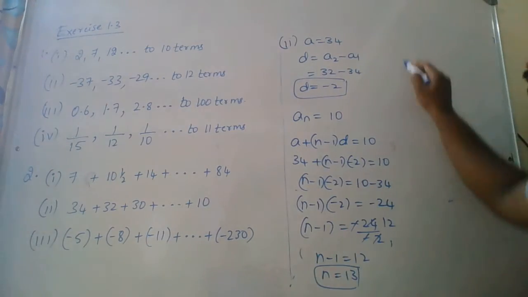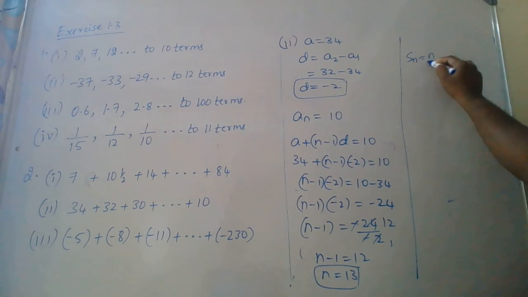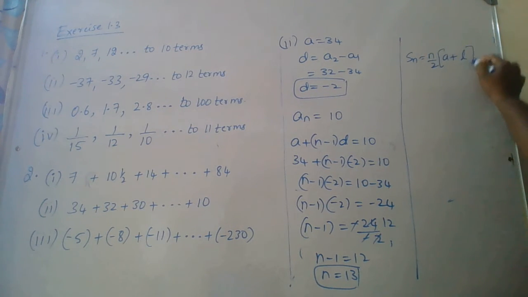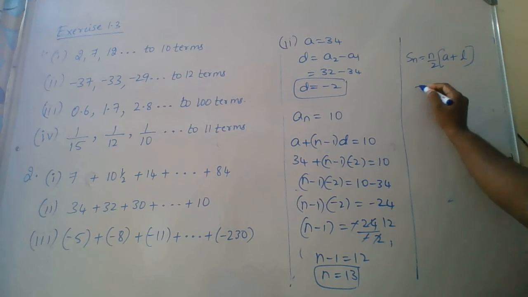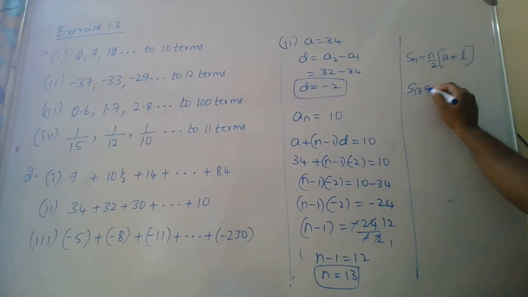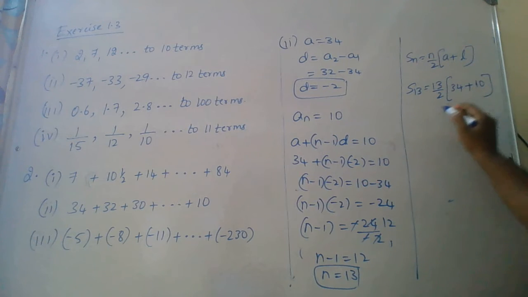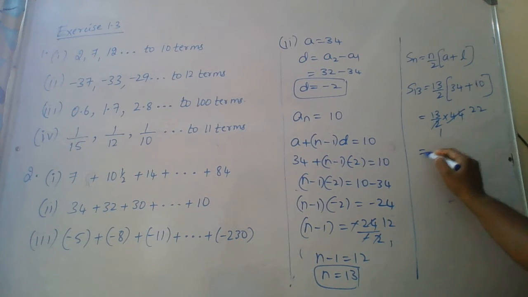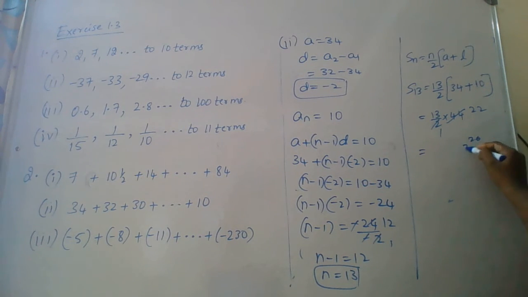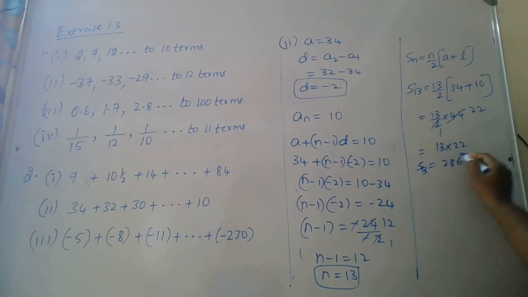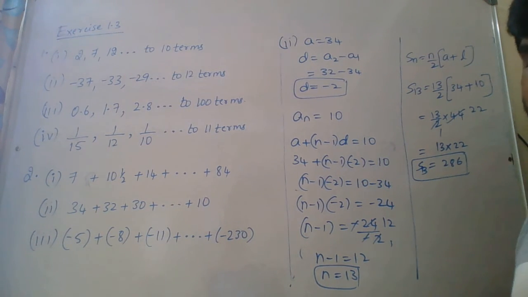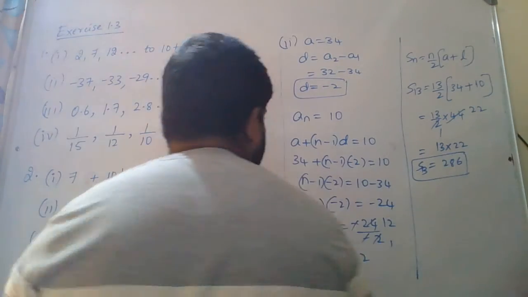Now let's use the formula. Sn is equal to n by 2 into (a plus l). You can also use l instead of an, no issues. So what is n here? 13. S13 equals 13 by 2. a is 34, l is the last one, that is 10. So 13 by 2 into 44. 2 ones are 2, 2 twenty-twos are 44. So 13 into 22 gives you 286. So S13 is 286.